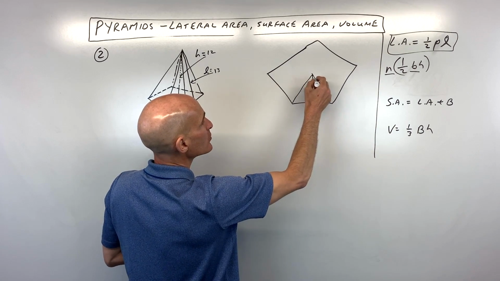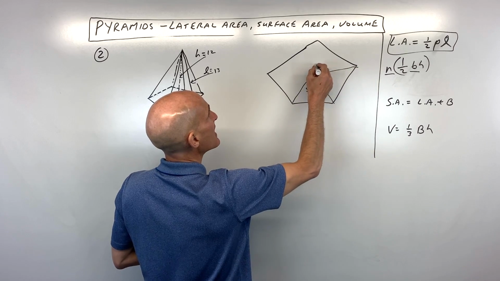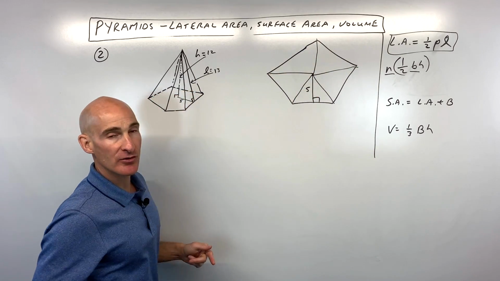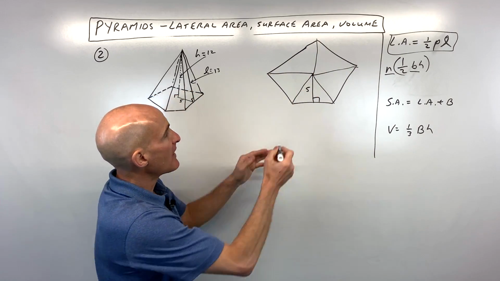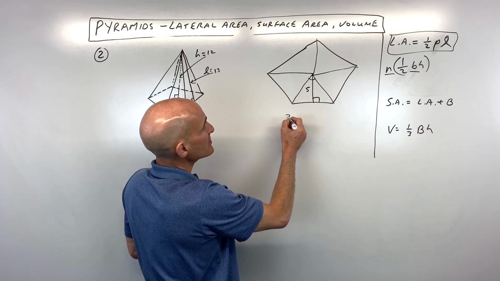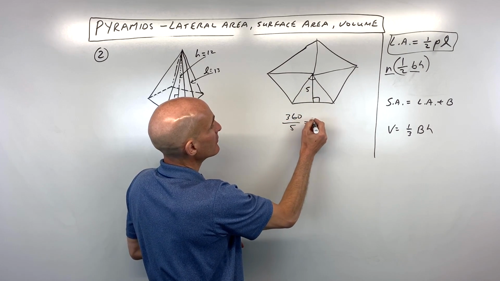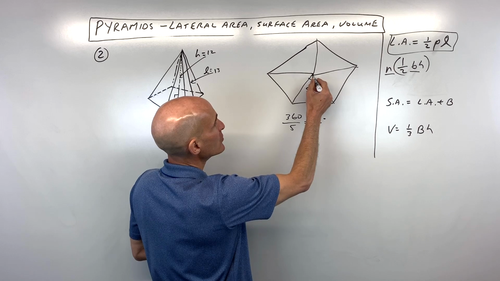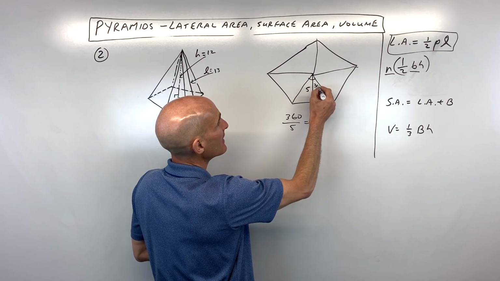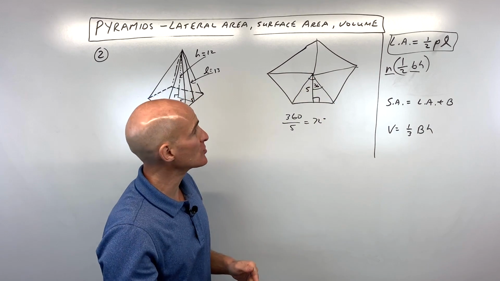And remember, when you worked with regular polygons, meaning all the sides are congruent, all the angles are congruent, you can find the central angle by taking 360 divided by 5, which is 72 degrees. When we drop the altitude, it's going to bisect that central angle. That's going to be 36 degrees.